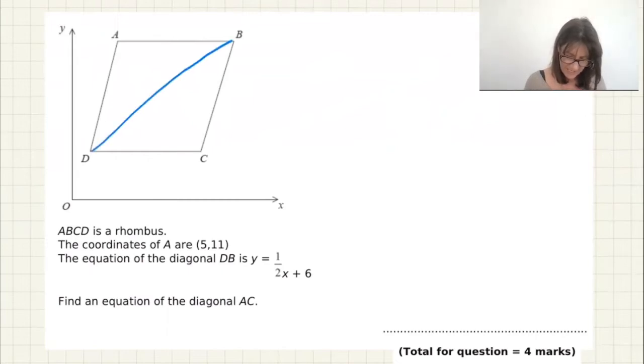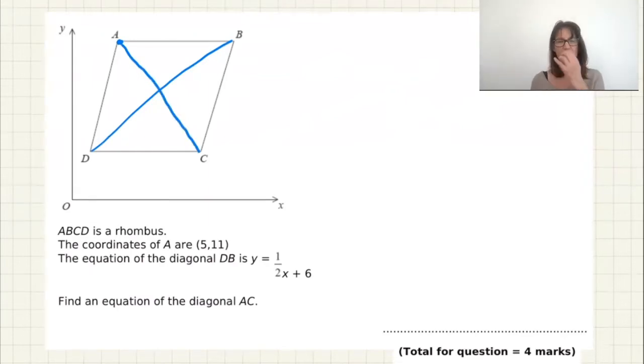And the coordinates of A were given to us. I'm just going to color that corner in just so that I know it's that one there. I've got to find an equation of the diagonal AC. So I'll just draw that one in. They're a bit wibbly wobbly.